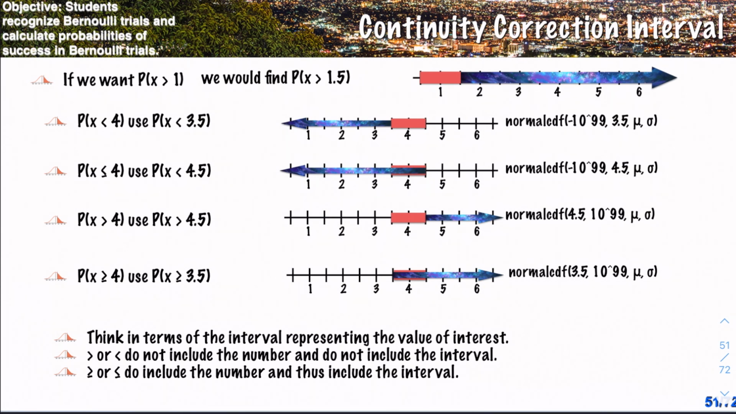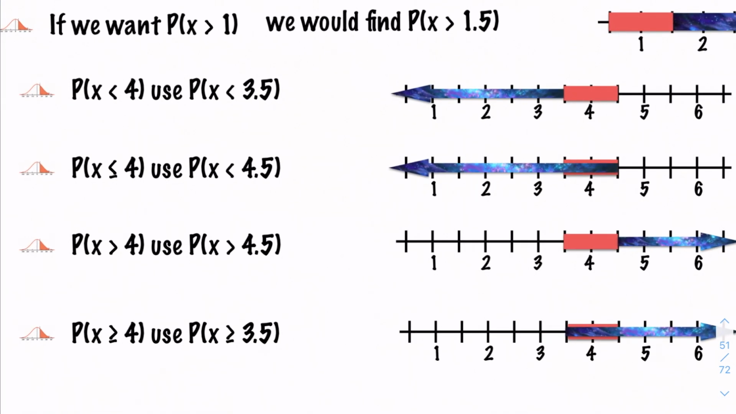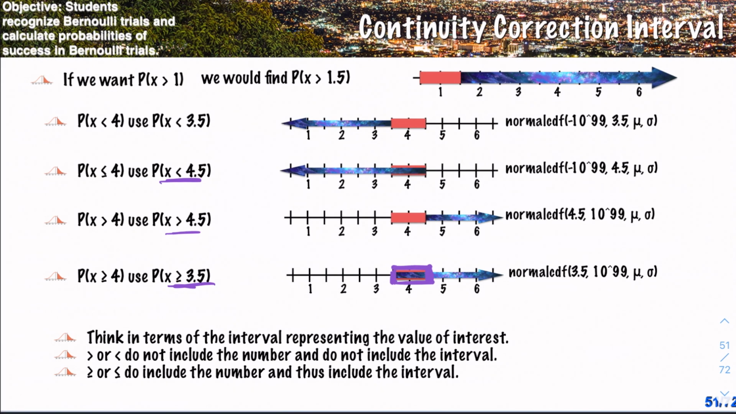So again, if we want greater than 1, we want the probability that x is greater than 1.5. That's the closest half-step interval. If we want less than 4, we want to exclude 4, so the next closest would be 3.5. If we want less than or equal to 4, use less than or equal to 4.5. We want to include that number, so we go a half step over it. If we want greater than 4, we just say greater than 4.5, excluding the value. Greater than or equal to 4 would be greater than 3.5, one half step below it, because we want 4 to be in that interval. And then once we have that, we just use our normal model.